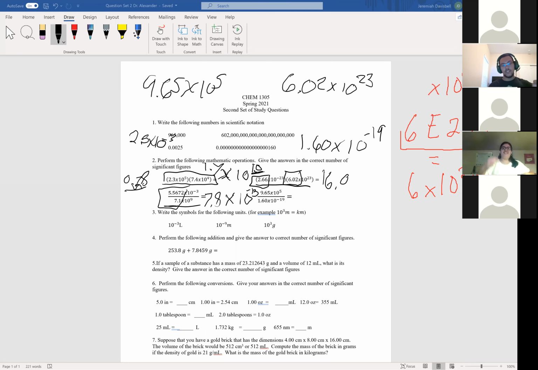All right. So next question. 9.65 times 10 to the fifth over 1.60 times 10 to the negative 19. What does that give you? Or the coefficients, what would the coefficients be? Sorry, 6.03. 6.03. Okay. And then times 10 to?